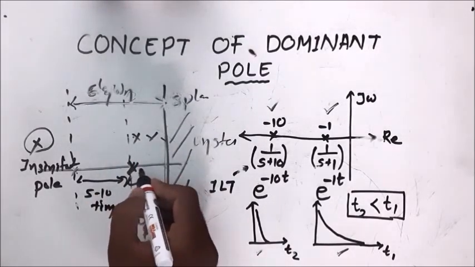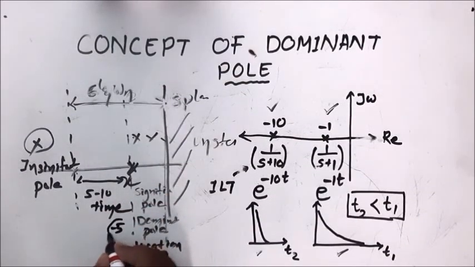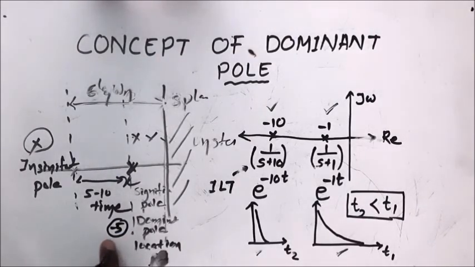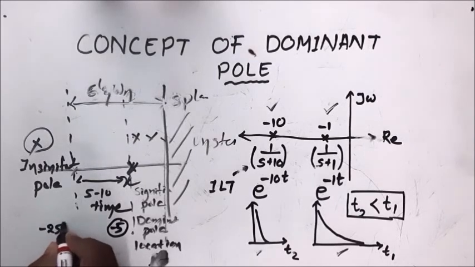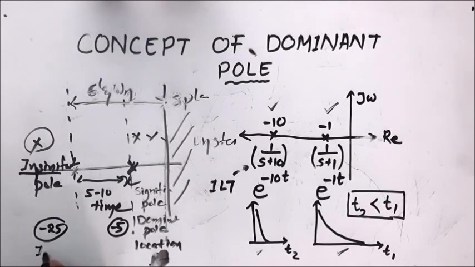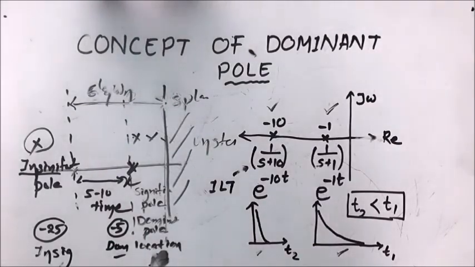Let's say one pole is here at minus 5. If minus 5 is the dominant pole, then 5 times or 10 times of minus 5 will be minus 25, which is somewhere lying here. This is called an insignificant pole. This is the dominant pole.